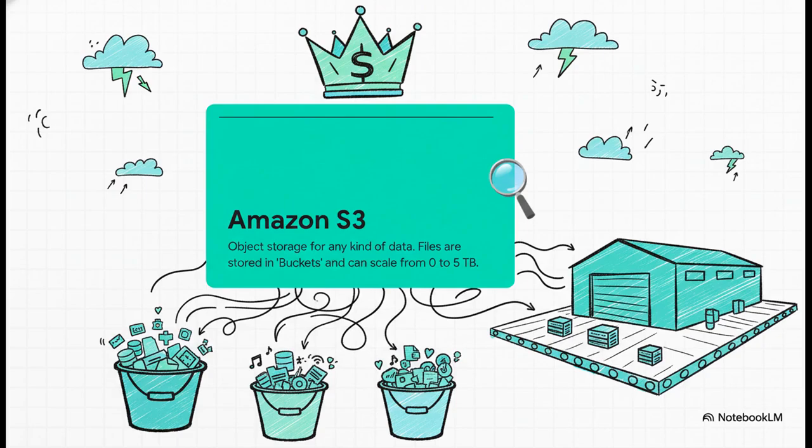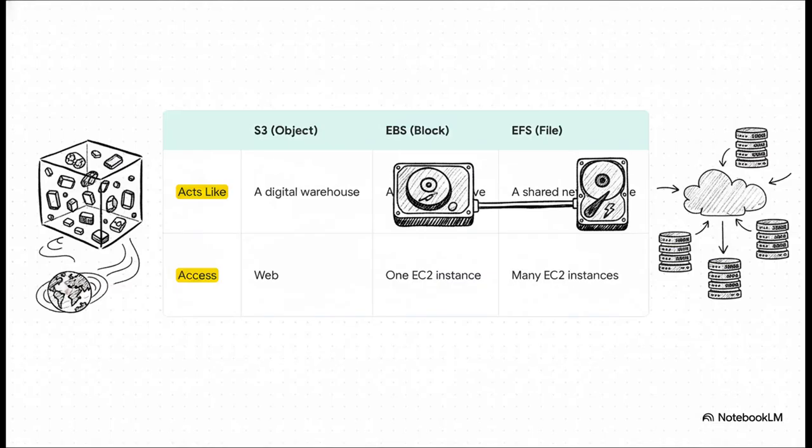The best way to picture S3 is like a bottomless digital warehouse. You create these things called buckets, and you can just toss anything you want inside them. It's built for insane scale and durability, which makes it perfect for everything from website images to massive data sets for data analysis.